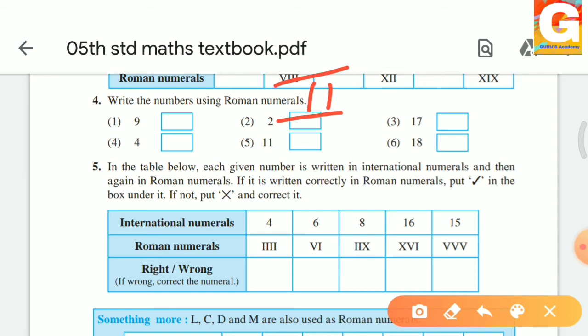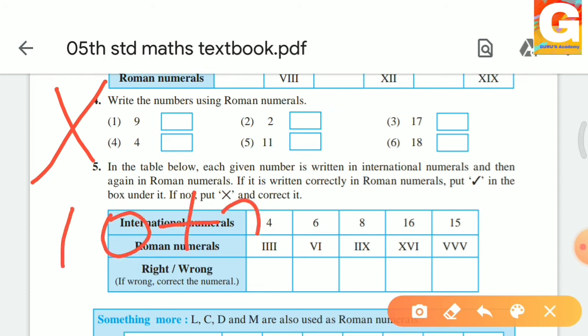The next is what? 17. Yes, 17. What is the number given in tens? That is your 1. This is your 10. 10 plus 7. You all know what is 10 plus 7? 10 plus 7 makes 17. So we have written this 10 and plus 7. Plus means you have to add it to your right hand side.